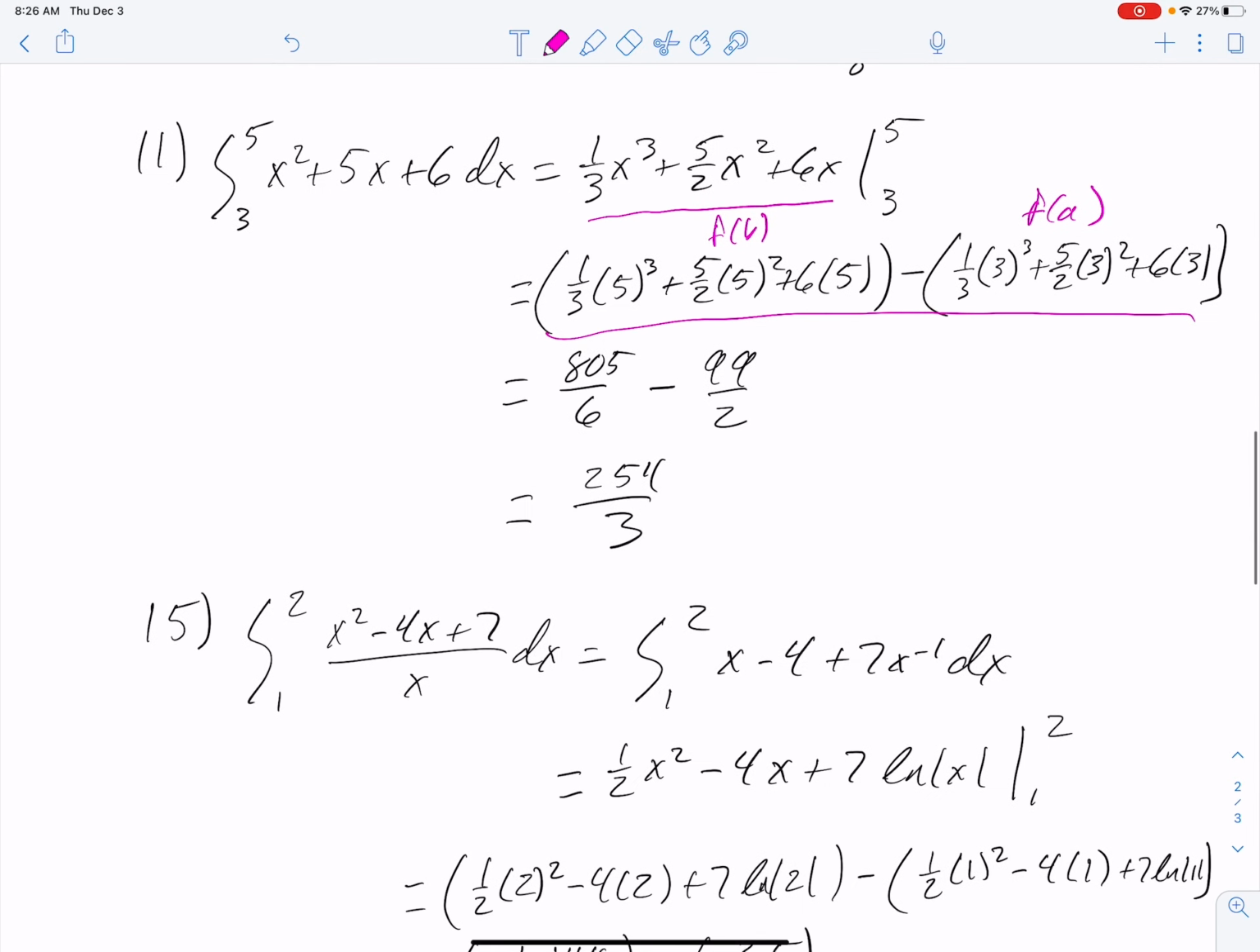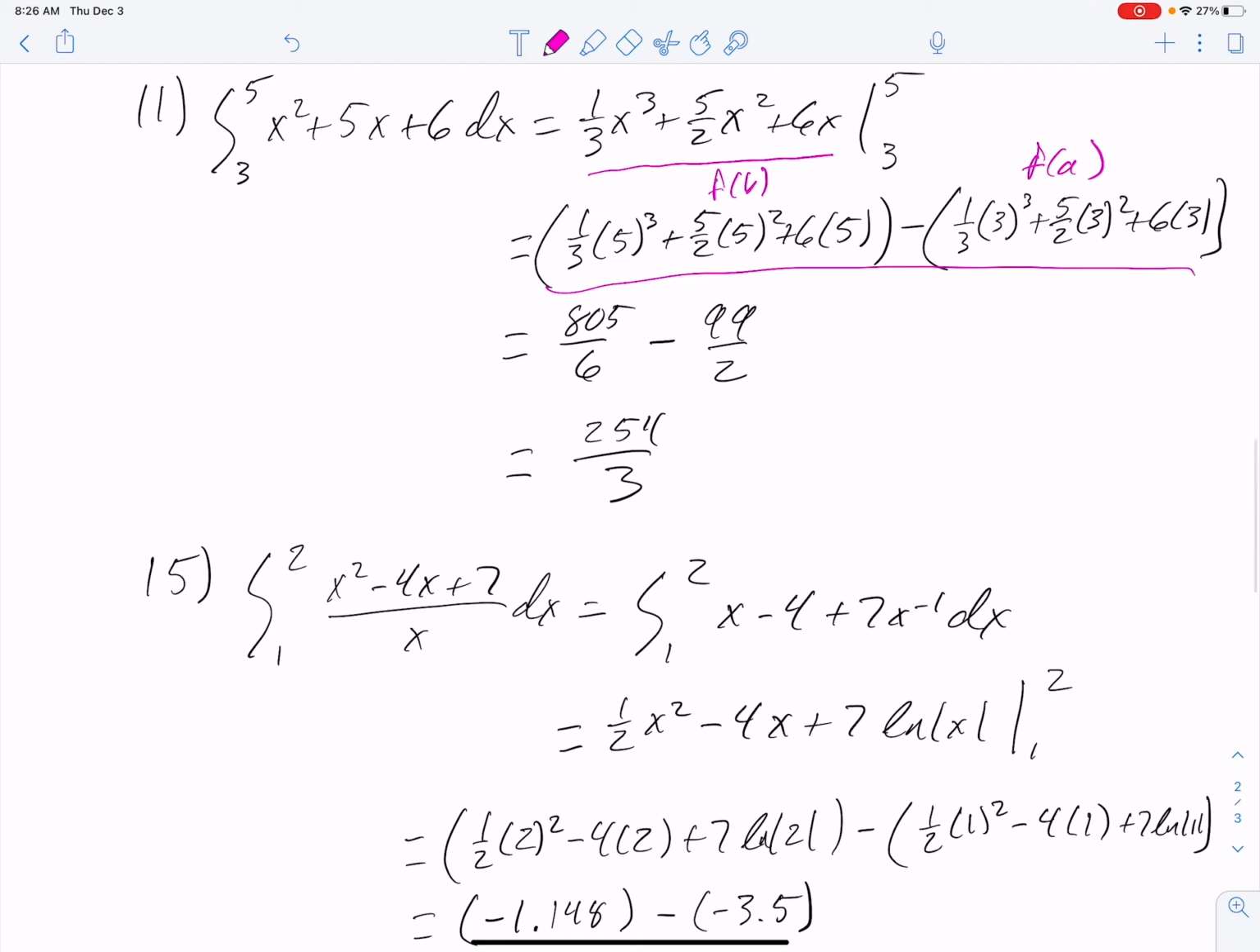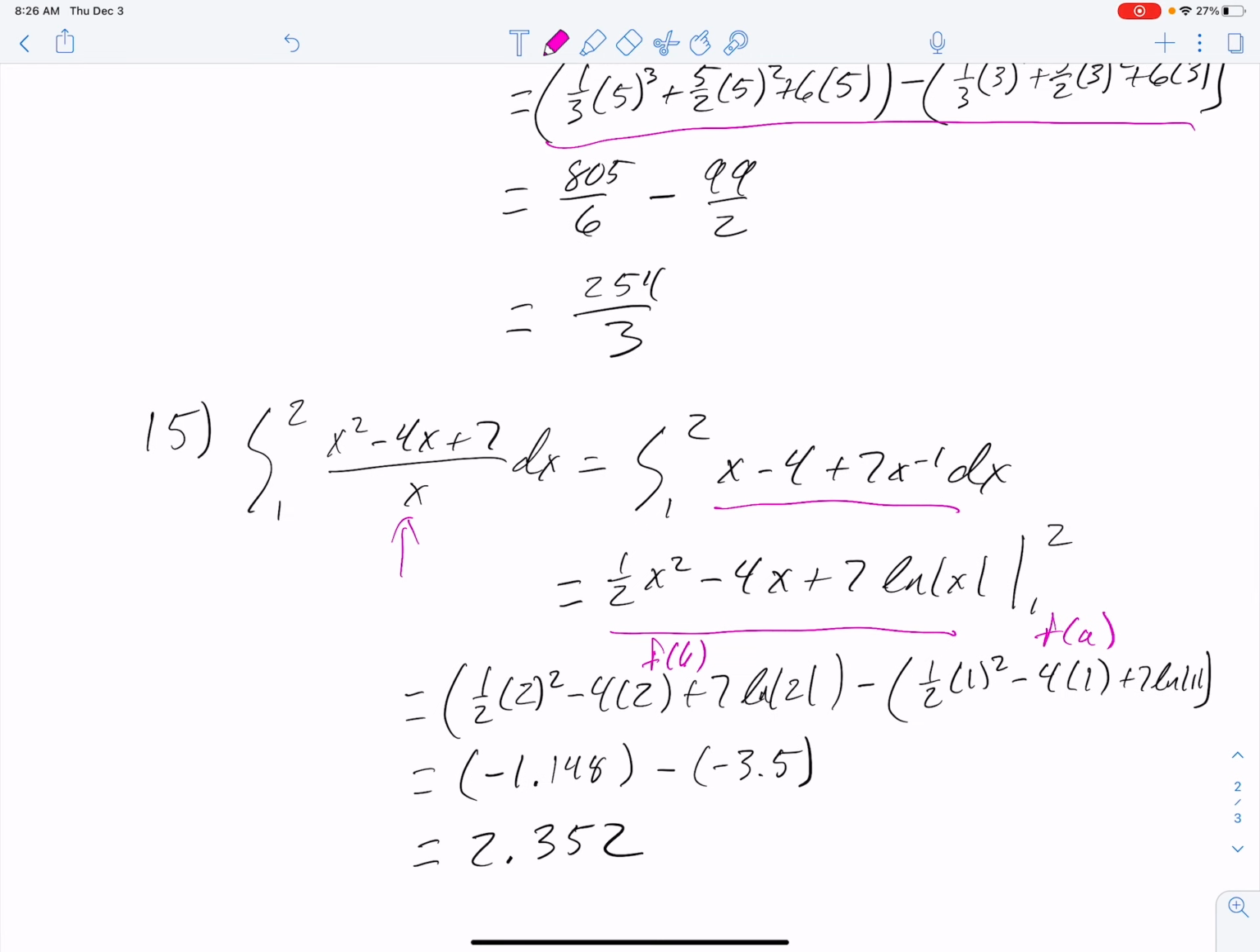And then one more time as a reminder, when we see this monomial dividing a polynomial, we rewrite, we find our antiderivative, and then I substitute in f of b minus f of a. Again, this one involves a natural log, so you're going to want to use your calculator, and we come up with our answer. Hopefully this has helped.